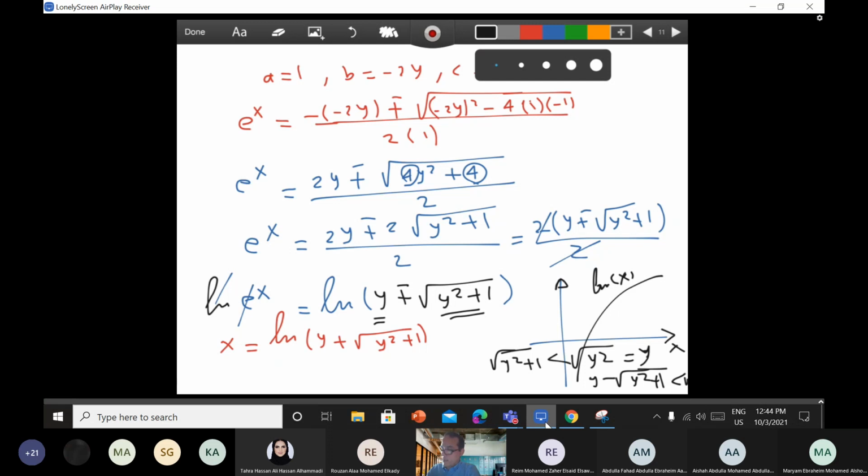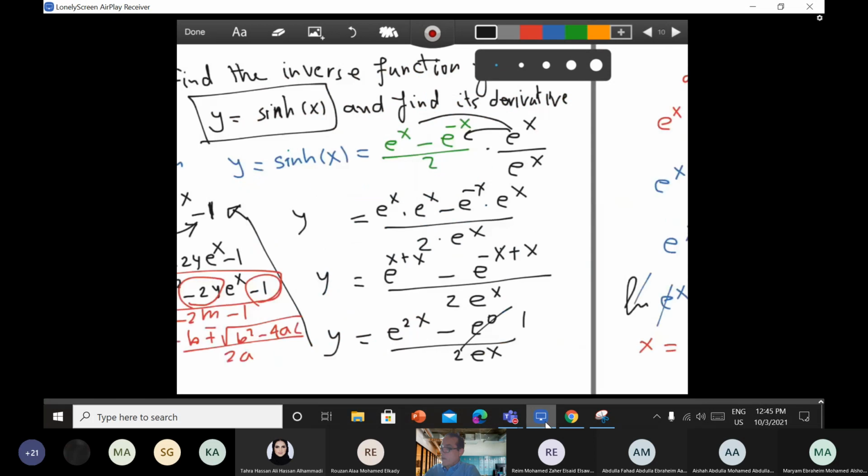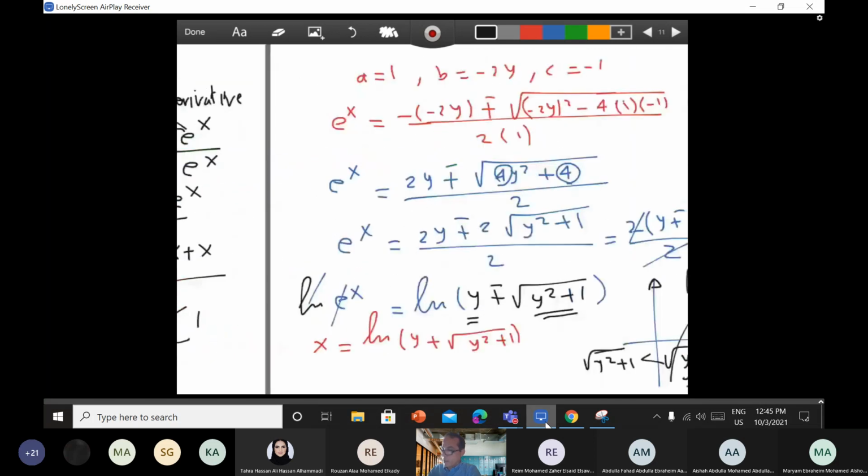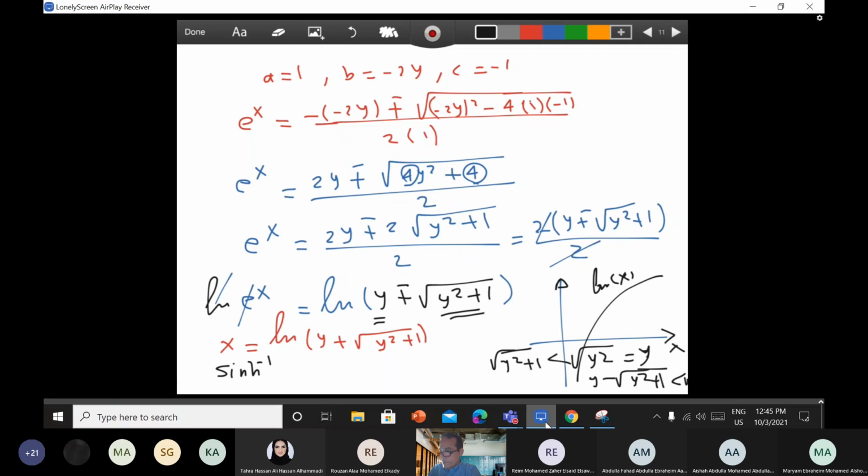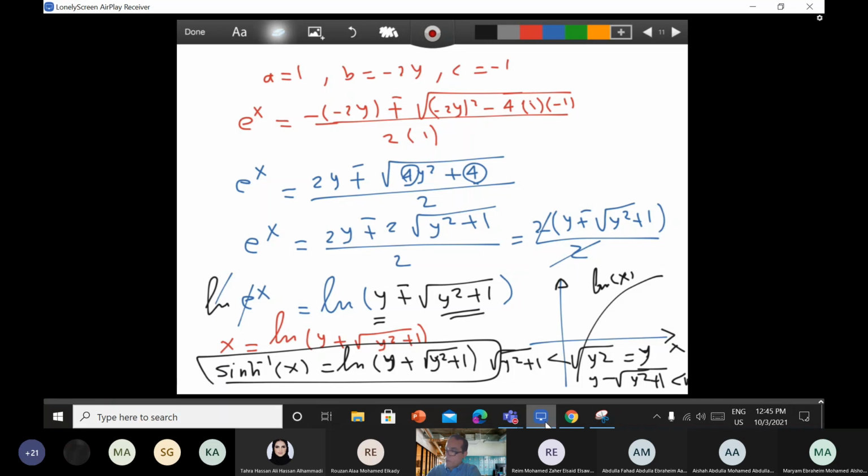Once you reach this stage, if y equal to sinh x, so x will be sinh inverse, ln y plus root square of y squared plus 1. Now I know how to find the algebraic expression for the inverse function for the first hyperbolic function. I know how to differentiate this one, right? I forgot something. You have to replace this y by x, because I make it sinh inverse x.